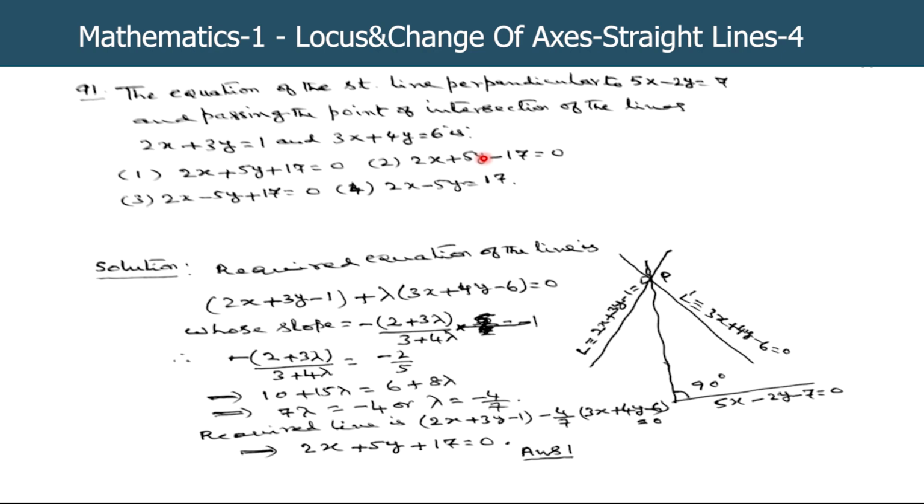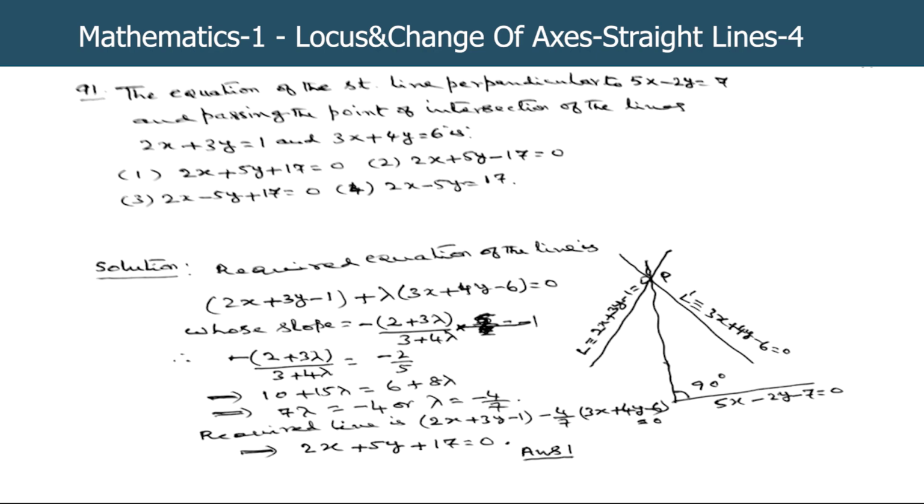And you know that if L1 equal to 0 and L2 equal to 0 intersect at point P, then any line passing through P is of the form L1 plus lambda L2 equal to 0. So, that formula we have used here.